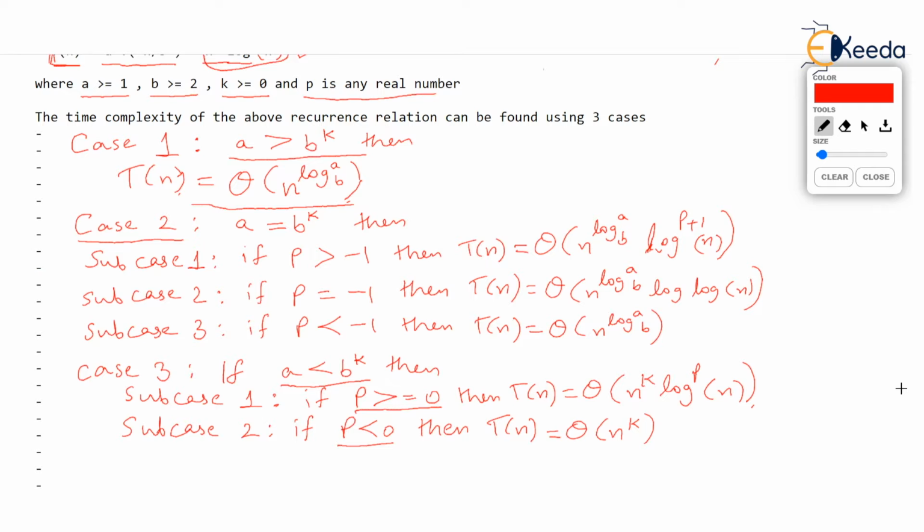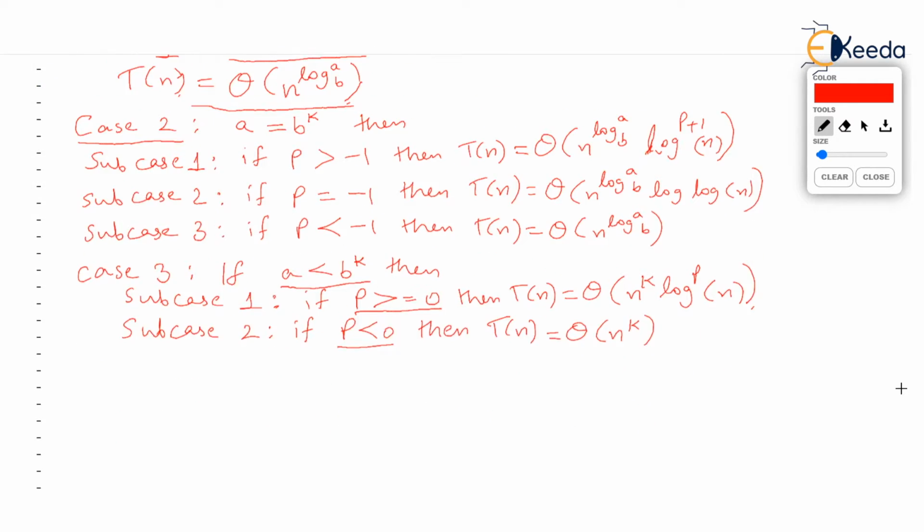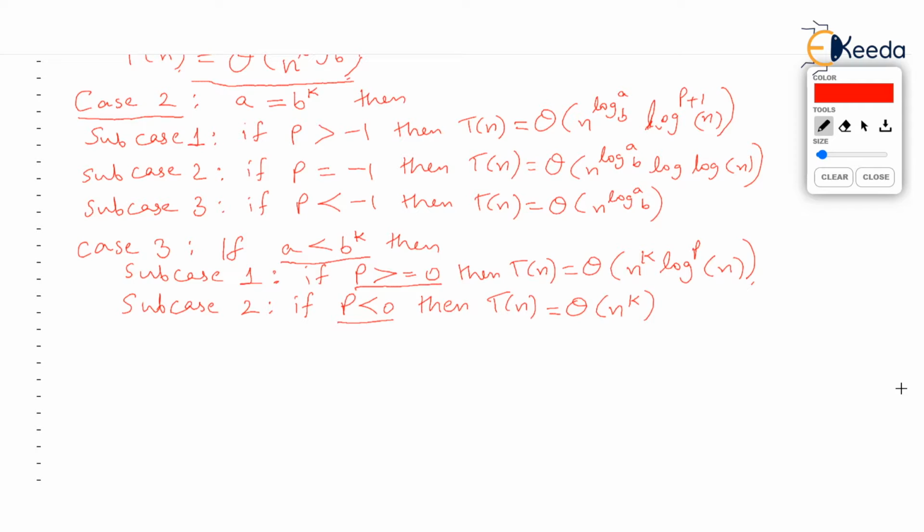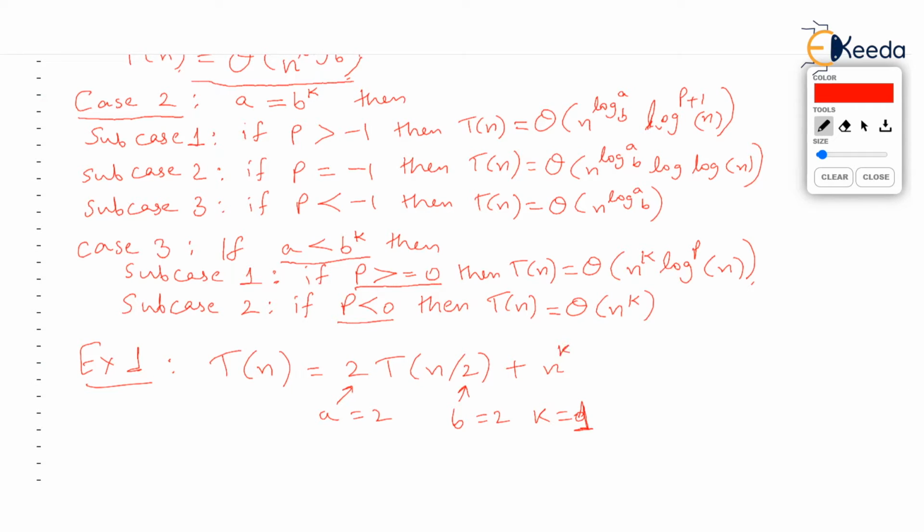Let's prove it. Just imagine, as example 1, we are given a recurrence relation like this: T(n) is equal to 2T(n/2) plus n. Now here A is 2, B is 2, and K is 0. I'm so sorry, K is 1 because we have n raised to K, isn't it? So K is 1 and we have log raised to 0 of n. So P is 0 here, isn't it? P is 0.